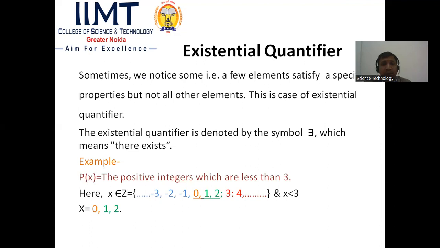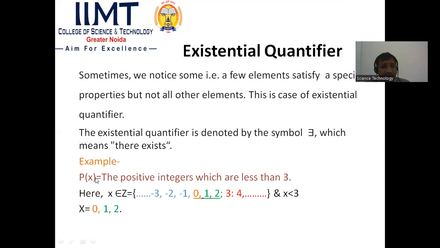The second quantifier is the existential quantifier. Sometimes, as we have already talked, not all elements satisfy a property or open statement. Only some elements or some objects of that set of discourse satisfy the property. Then it is a case of the existential quantifier. The existential quantifier is denoted by the symbol, this reverse E, which means there exists.